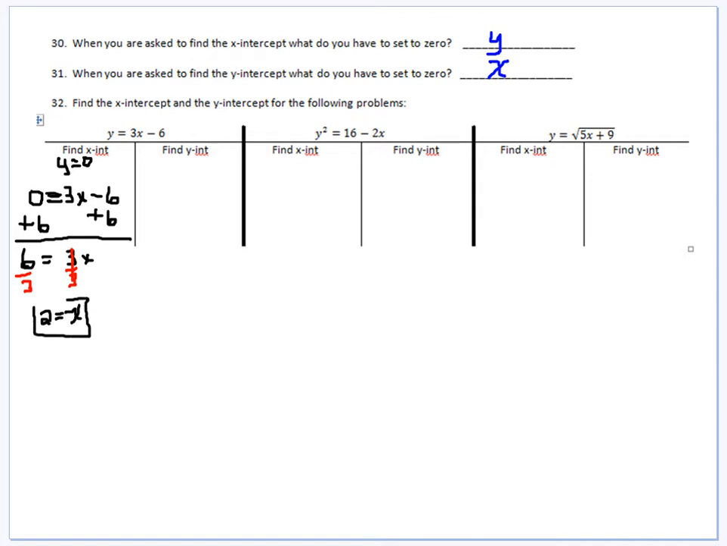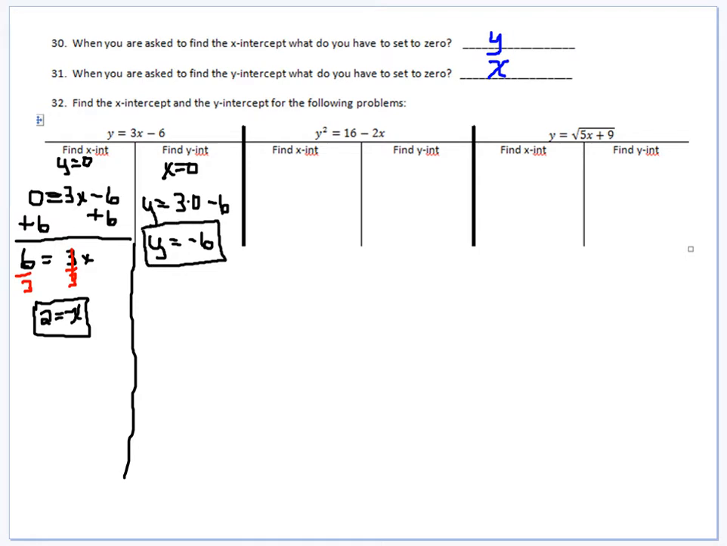There was that one. The y-intercept, that's when we let x equal 0. So I'm going to replace the x with a 0. So that's y equals 3 times 0 minus 6. Well, 3 times 0 is 0, so that's y equals 0 minus 6, and that's it. That was the first ones.